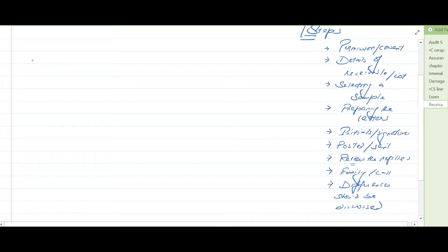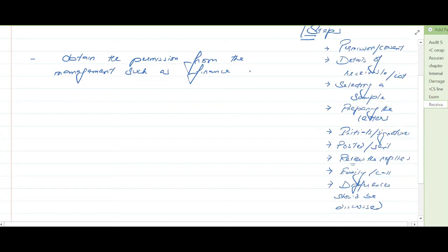Okay, the first one is going to be quite simple. Obtain the permission from the management, such as the finance director, to perform the receivable circularization. Okay, this is the first thing we have written.